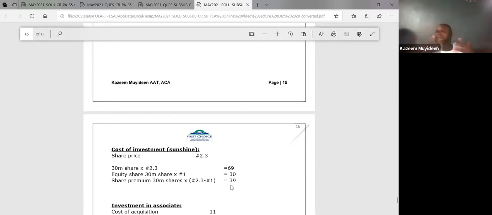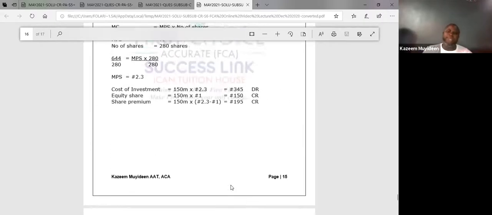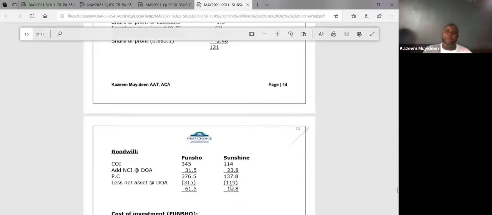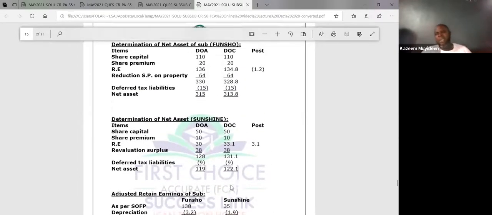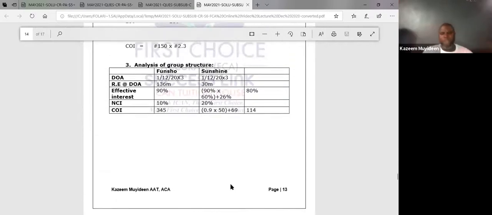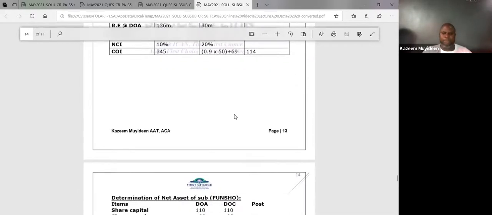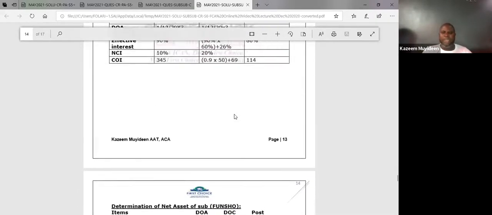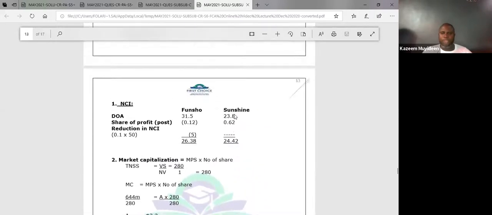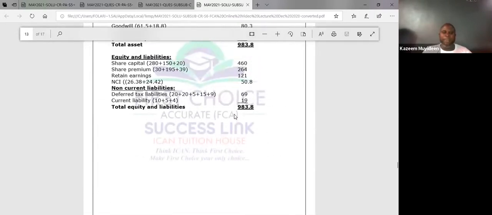The question says it has not been recorded. I need to record it. I'll go ahead and record by saying cost of investment for the 26%. I will take it to my analysis of the group structure. Look at it, 69. Equity shares must be credited. And the share premium, 39.